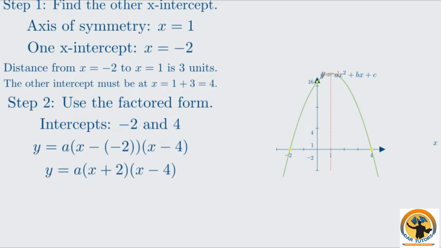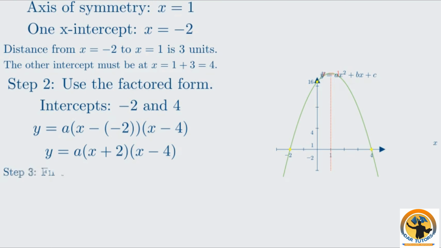This means we can use the factored form. y equals a times (x minus 2) times (x minus 4). The final step, as always, is to find the value of a.